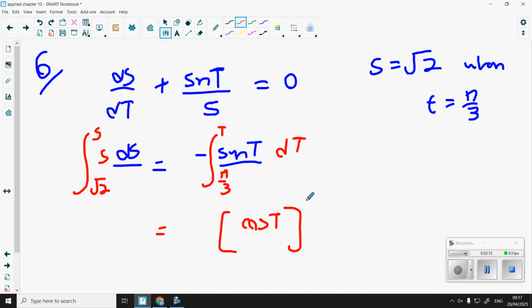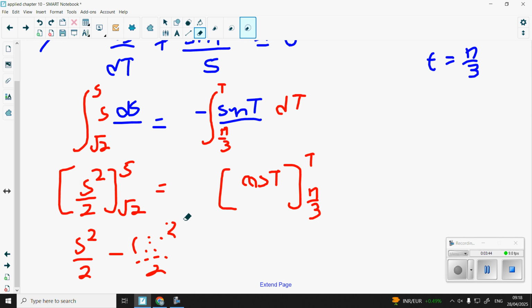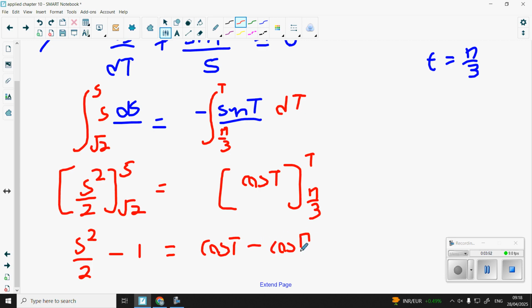And t and pi over 3. Integrate s and you get s squared over 2, thank you very much, from s and root 2. Now, plug it in and we get s squared over 2, take away root 2 squared all over 2, which we all know is the number 1. Okay, number 1. And then we should get cos t minus cos pi over 3.